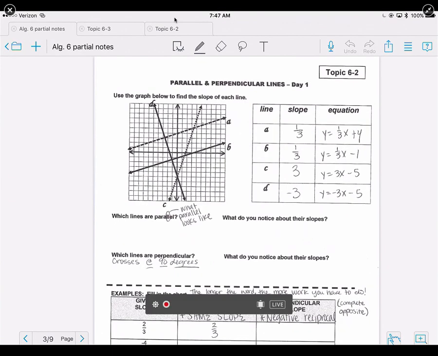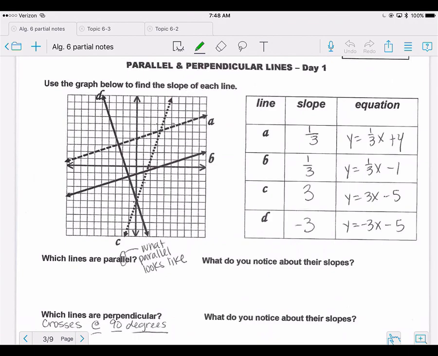This video is over topic 6.2 over parallel and perpendicular lines day 1. So they ask us to use the graph below to find the slope of each line, and that has already been done for us, so we're just going to look at this table. For line A, the slope is up 1 over 3, B is also up 1 over 3, C is 3, so up 3 over 1, and then D goes down 3. And then the equations are listed for us with the slope and the y-intercept.